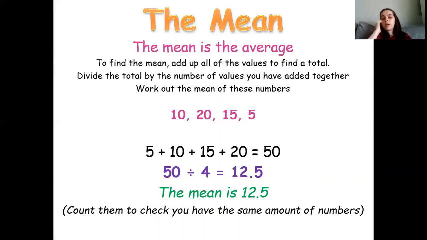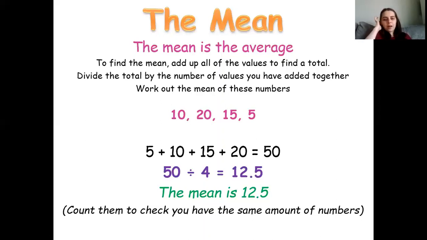Okay, so then once I've got my total, I've got to divide that by the number of numbers I've got. I've got 10, 20, 15, 5. I've got 4 numbers. So I'm doing 50 divided by 4. Some of you will look at that and think, that's straightforward, I know it's 12.5. Some people may look at it and think, well, 4 doesn't go into 50. 50 is not in my 4 times table, so that's really hard for me to do.